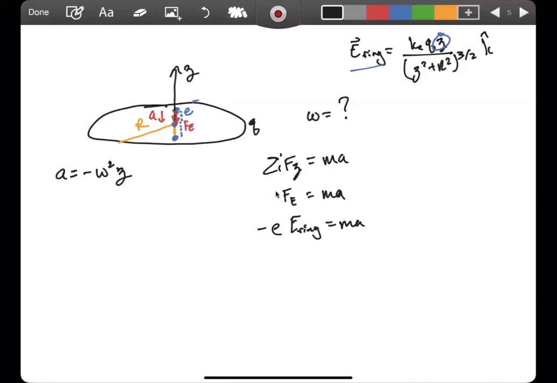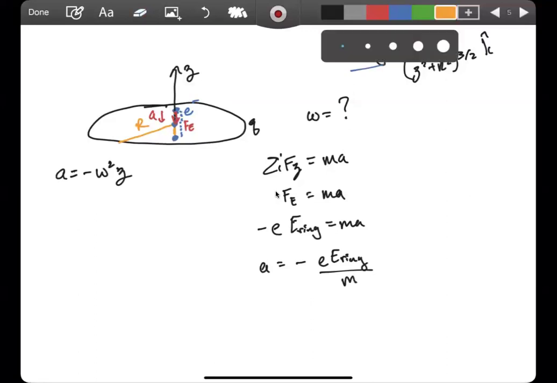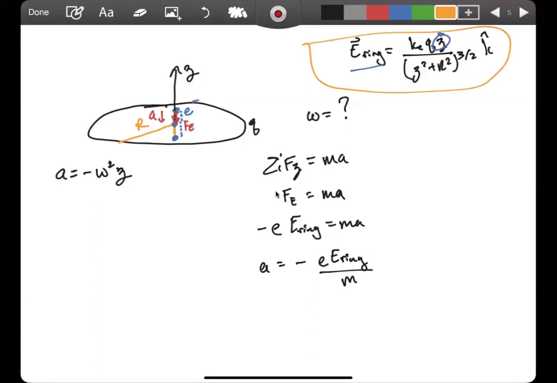So now we want to rewrite my acceleration in this form. My acceleration is going to be equal to negative the charge of the electron times the magnitude of the electric field of the ring, divided by simply the mass. Now, let's plug the magnitude of the field in here. This is going to be equal to minus e, and I'm going to move my k over, so I get k Q e, Z over Z squared plus R squared, all raised to the 3/2 power.